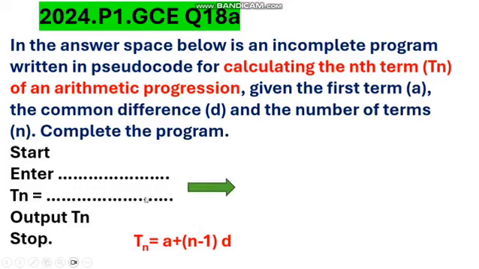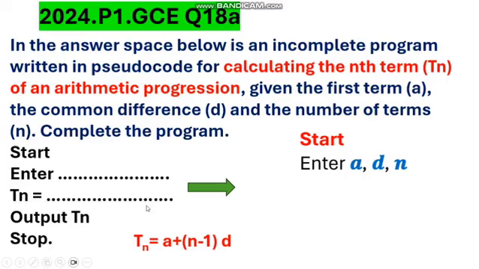First of all, we are going to start the program. Then after starting the program, we need to enter right here. We need to show the actions. So what are we going to enter? We are going to enter the first term, which is A. We are also going to enter the number of the terms, which is n. Then we are also going to enter the common difference. So this is what we are going to enter.